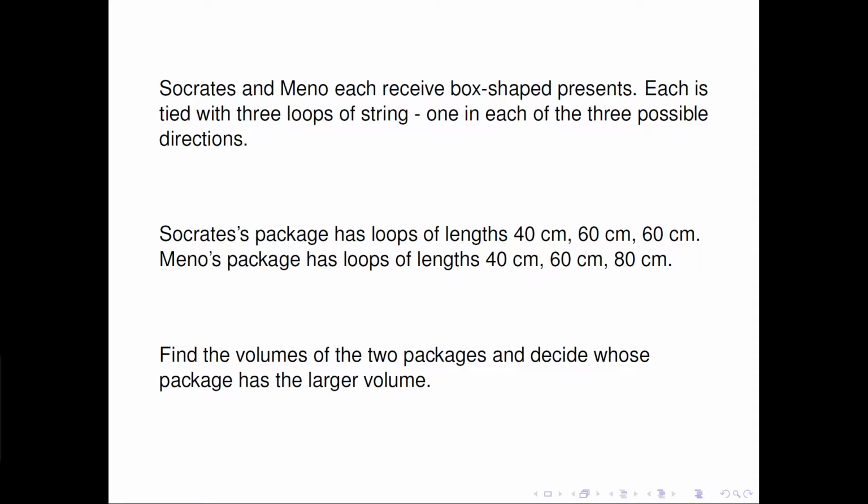Socrates and Meno each receive box-shaped presents. Each is tied with 3 loops of string, one in each of the 3 possible directions. Socrates' package has loops of lengths 40, 60 and 60 centimetres, and Meno's package has loops of lengths 40, 60 and 80 centimetres. Find the volumes of the 2 packages and decide whose package has the larger volume.